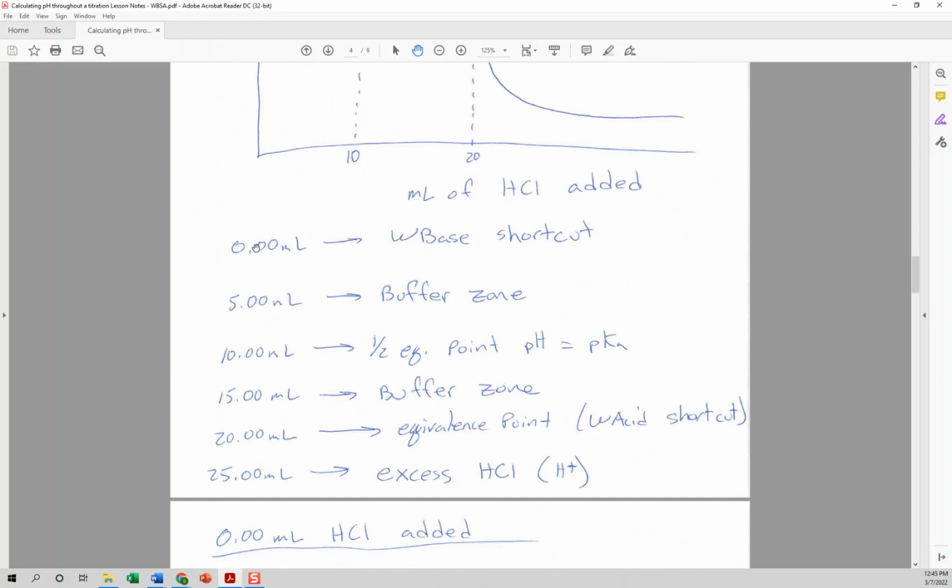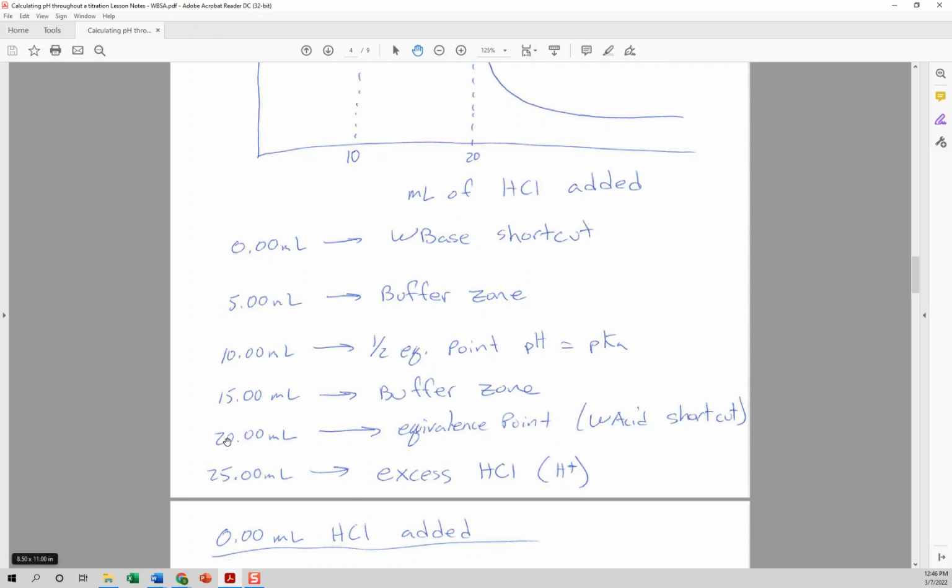And again, before the titration it's a weak base shortcut, and at the equivalence point it's a weak acid shortcut. If you remember the last video, we did the opposite. We started our titration with a weak acid shortcut, and then at the equivalence point it turned into a weak base shortcut for the conjugate base. Here, we start out with a weak base shortcut, and at the equivalence point it's the weak acid shortcut, and the acid we're talking about is the conjugate acid of the weak base that we're titrating, okay? And then 25 milliliters of HCl added is beyond the equivalence point.